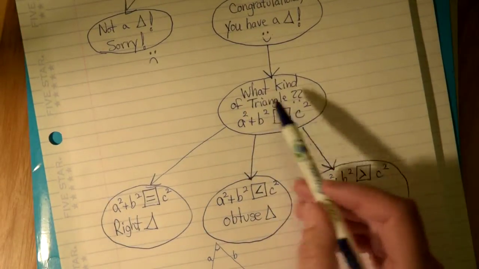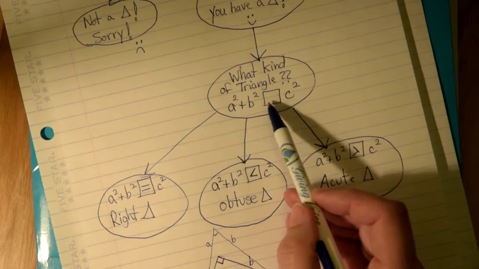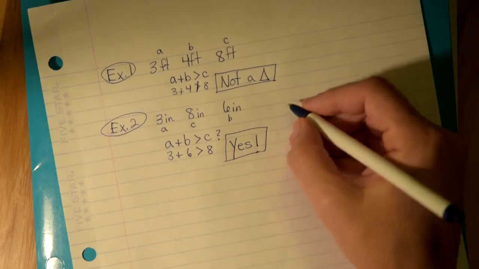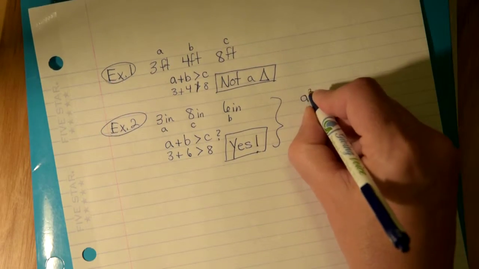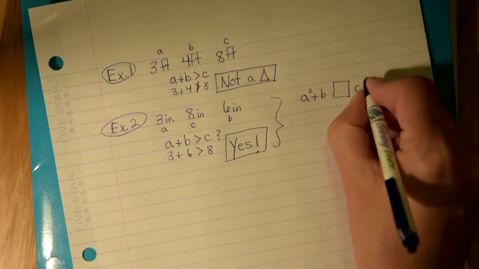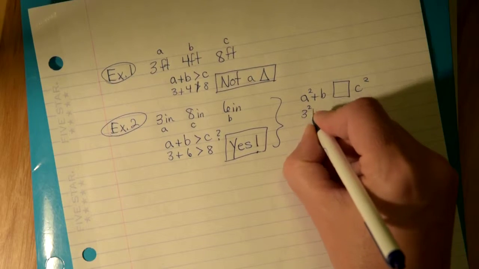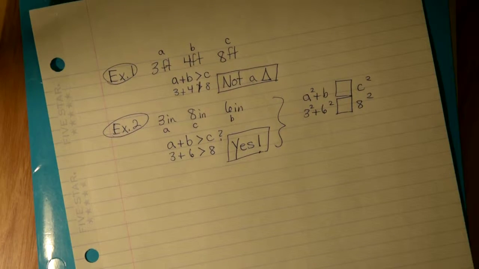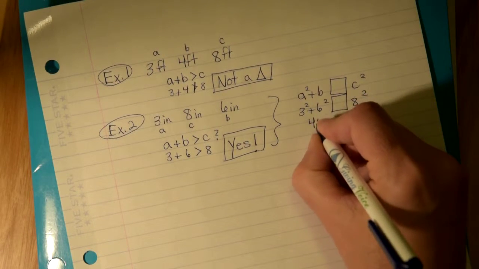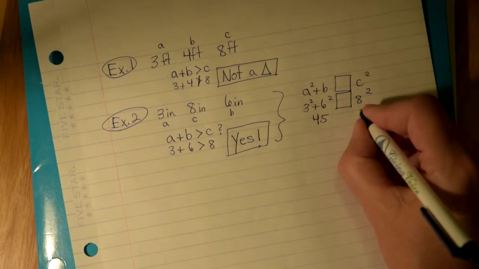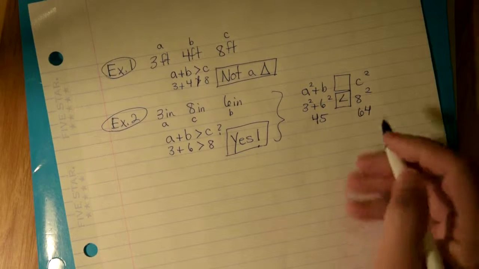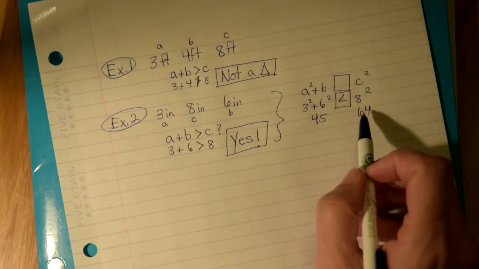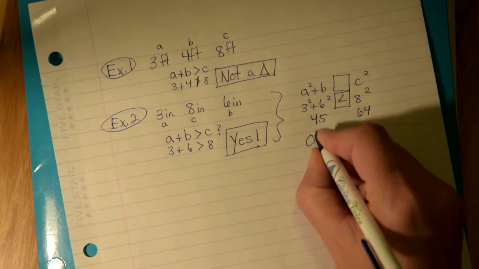Now we have to go down and answer what kind of triangle, and that's when we use the A squared plus B squared compared to C squared test. So I'm going to go over here. And now we want to do this: A squared plus B squared compared to C squared. So 3 squared plus 6 squared, let's compare that to 8 squared. You can use your calculator. That's 45. And of course, this is 64. So my A squared plus B squared is less than C squared. And that less than makes it an obtuse triangle.